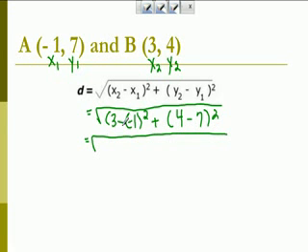Let's do the math inside. 3 minus negative 1. Remember, on your calculator, to get the negative sign, it's by the decimal point. So hit 3 minus negative 1. You do not need to put the parentheses if you don't want to. Equals 4 squared plus 4 minus 7, negative 3 squared.